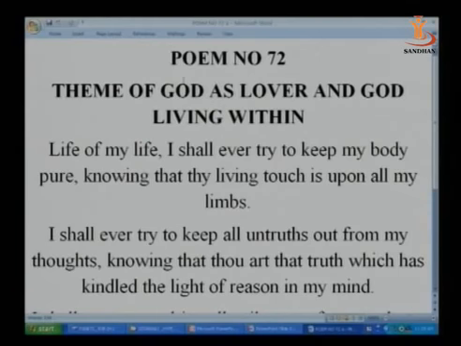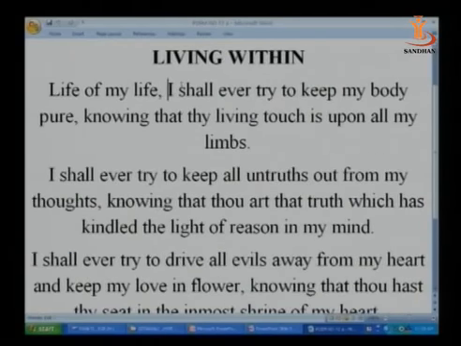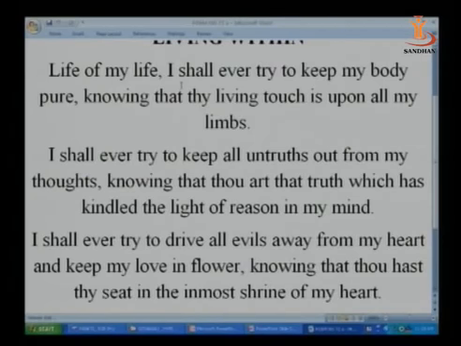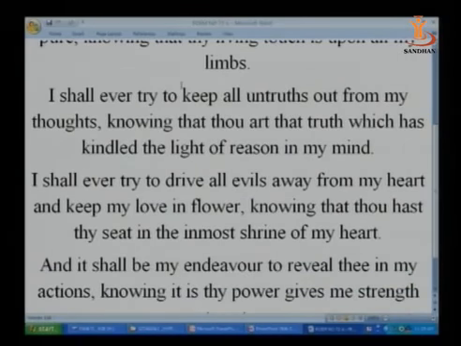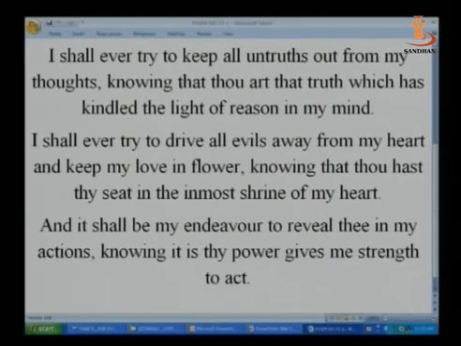Life of my life, I shall ever try to keep my body pure, knowing that thy living touch is upon all my limbs. I shall ever try to keep all untruths out from my thoughts, knowing that thou art that truth which has kindled the light of reason in my mind. I shall ever try to drive all evils away from my heart and keep my love in flower, knowing that thou hast thy seat in the innermost shrine of my heart. And it shall be my endeavor to reveal thee in my action, knowing it is thy power gives me strength to act.